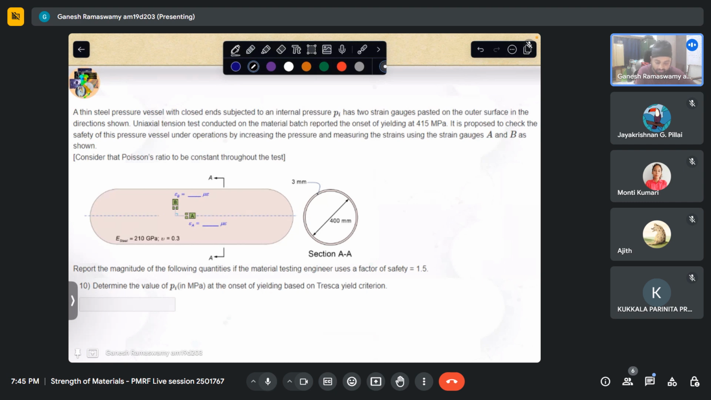What are those limits? In this question, it says the onset of yielding based on the Tresca yield criterion. Tresca is nothing but the maximum shear stress criterion. So if we were to analyze this vessel by considering failure to set in when the Tresca yield criterion is used with a factor of safety of 1.5, our idea is to find out whether it is operating under safe conditions or not, given that the material yields at 415 and whatever be the values of A and B. All right, so with this background, let us try to approach this problem.